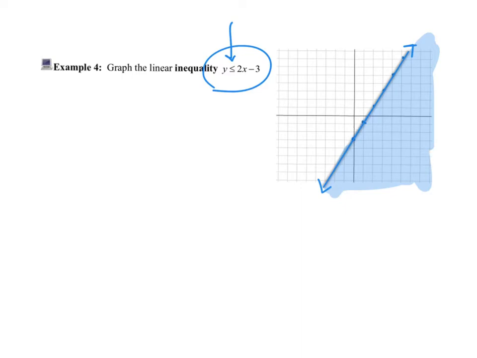So when we're looking at trying to identify solutions to linear inequalities, that's what we're going to be looking for. We're looking for, does the point exist in the shaded area or on the line, or does it exist in the other space?